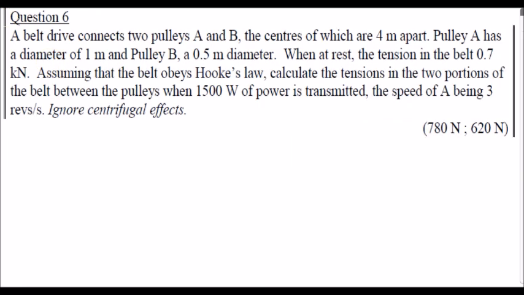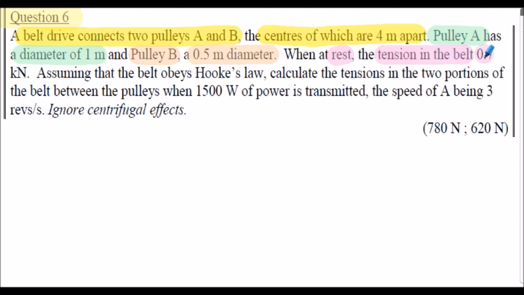Let's consider question 6 from our notes. A belt drive consists of 2 pulleys labelled A and B, the centres of which are 4 meters apart. Pulley A has a diameter of 1 meter, pulley B a diameter of 0.5 meters. When the belt drive is at rest, stationary, the tension in the belt is 0.7 kilonewtons.